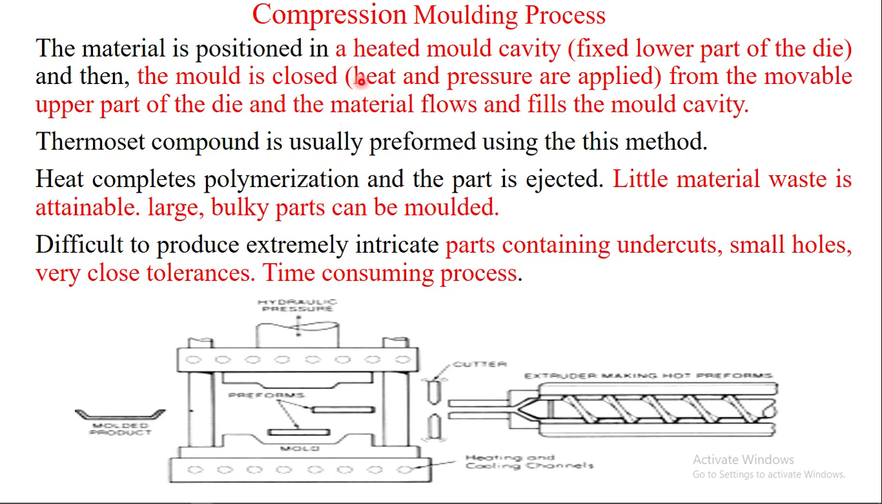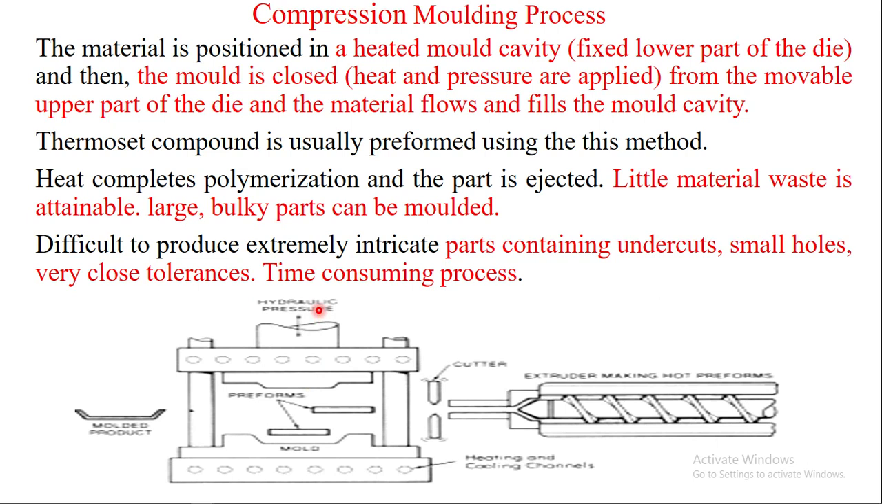After we are closing, many processes are done like heating, and pressure is applied from the movable upper parts of the die. On this movable part of the die, heat and pressure are applied, and the material flows and fills the mold cavity. Thermoset compound is usually processed using this method.